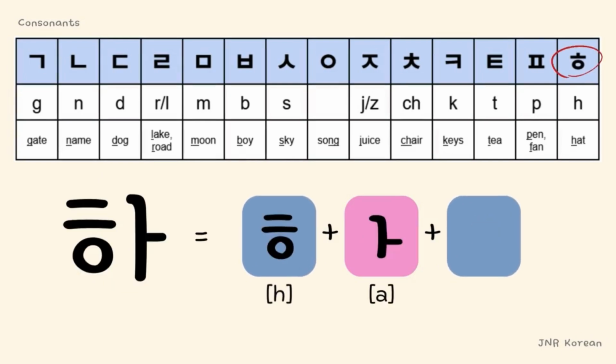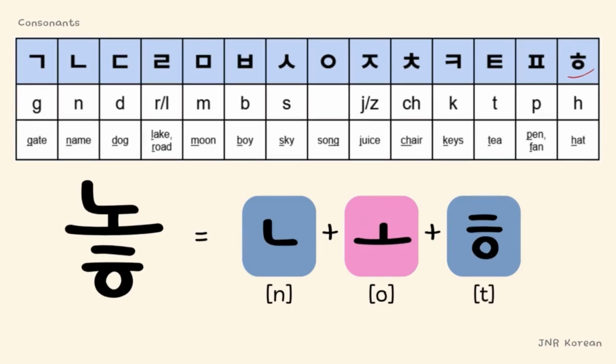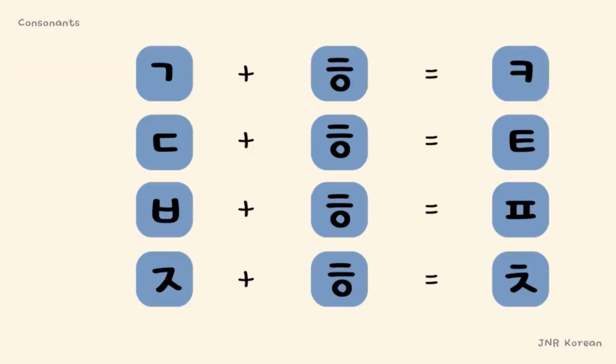For example, the first consonant 히읗 in the letter 하 is pronounced as h. And in the word 놓, the consonant 히읗 in the final position is pronounced as t. When 히읗 is combined with 기역, 디귿, 비읍, 지읒, they become the same series of aspirated consonants 키읔, 티읕, 피읍, 치읓.